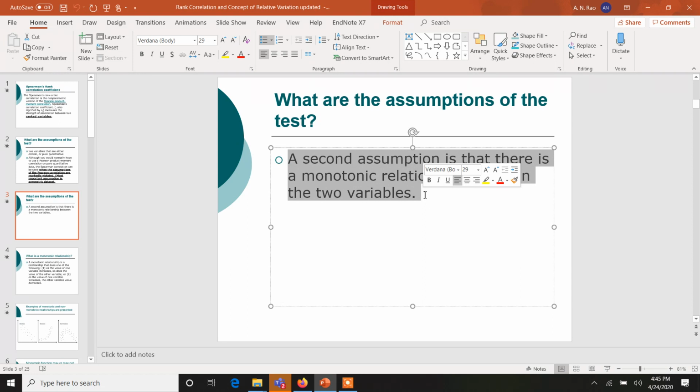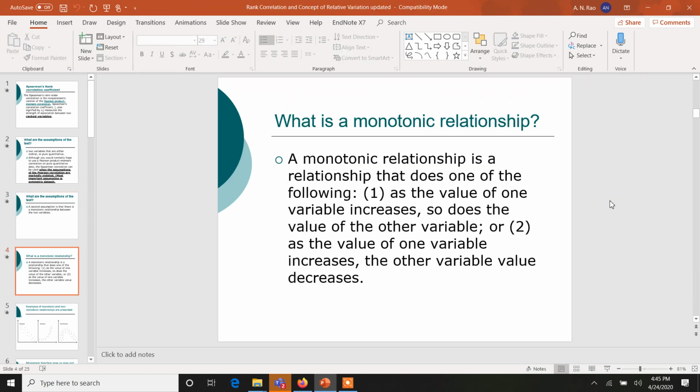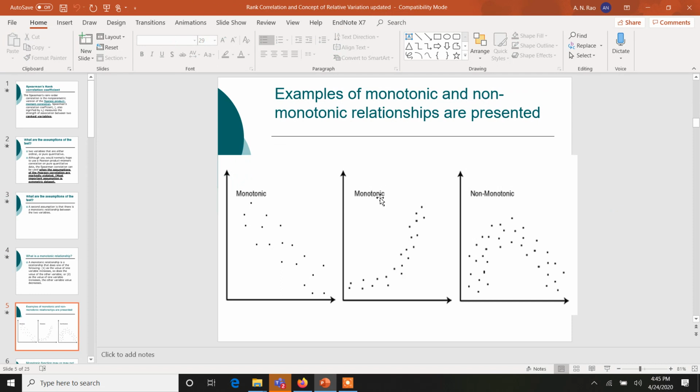No matter which type of correlation coefficient you are calculating, whether the simple one or the ranked one, this assumption has to be met. That is, there should be a monotonic relationship between two variables. So what's a monotonic relationship? We did this in the last lecture video as well. Just a quick recap: a monotonic relationship is one which is either increasing or decreasing, but not both.